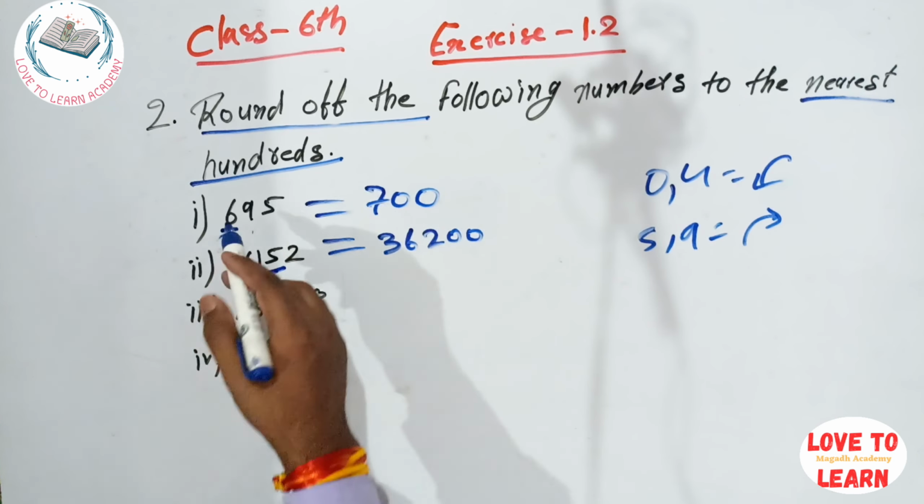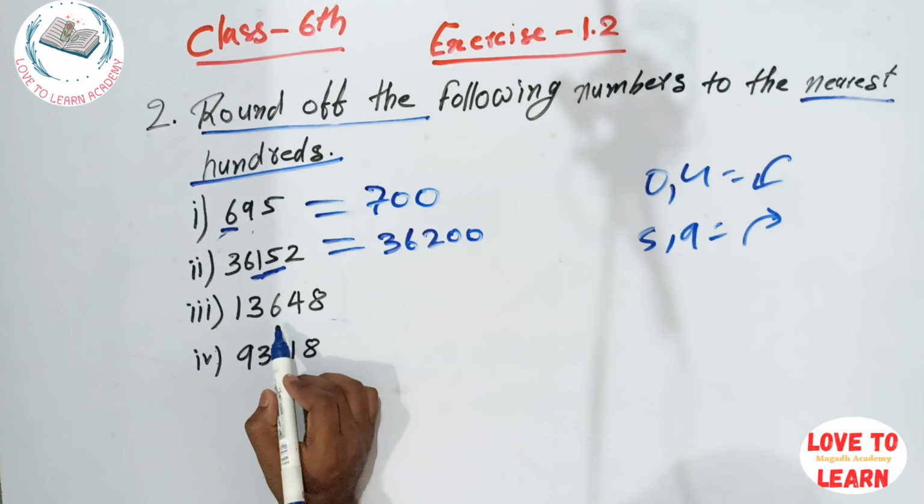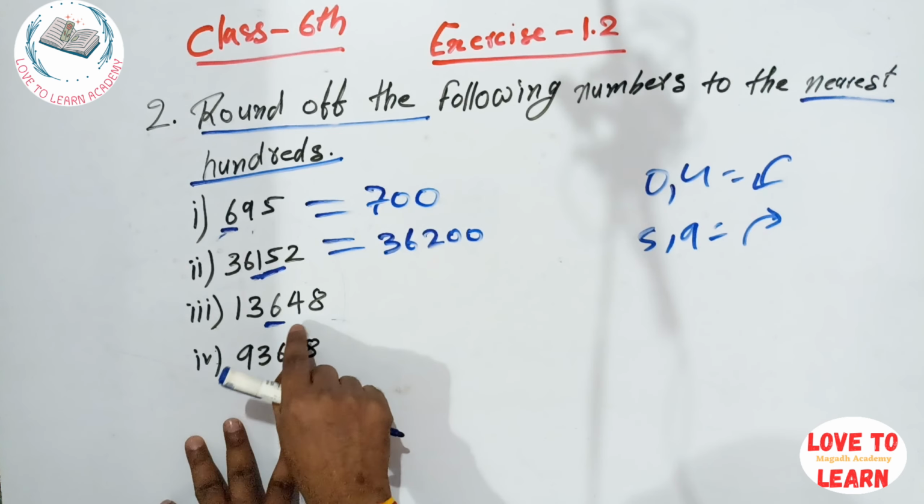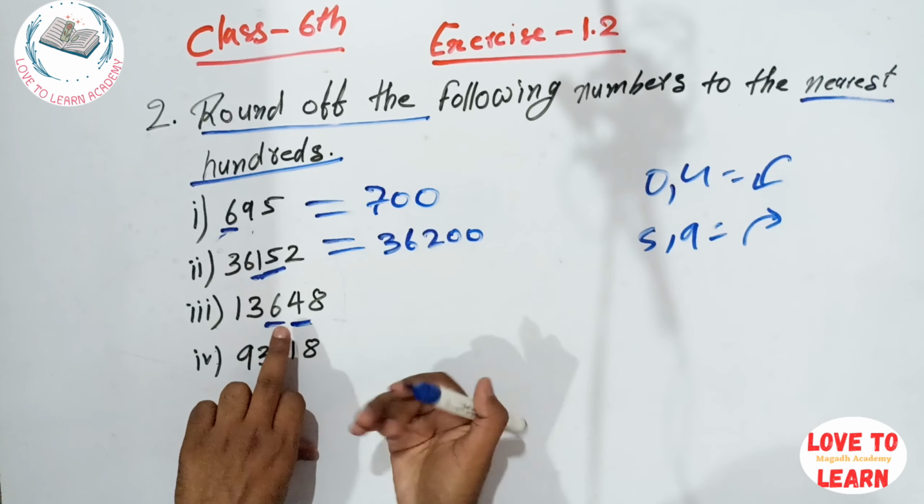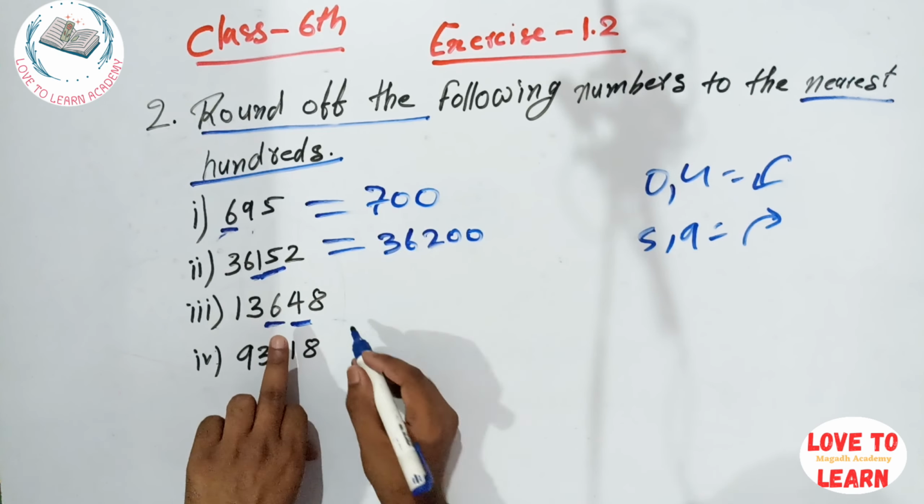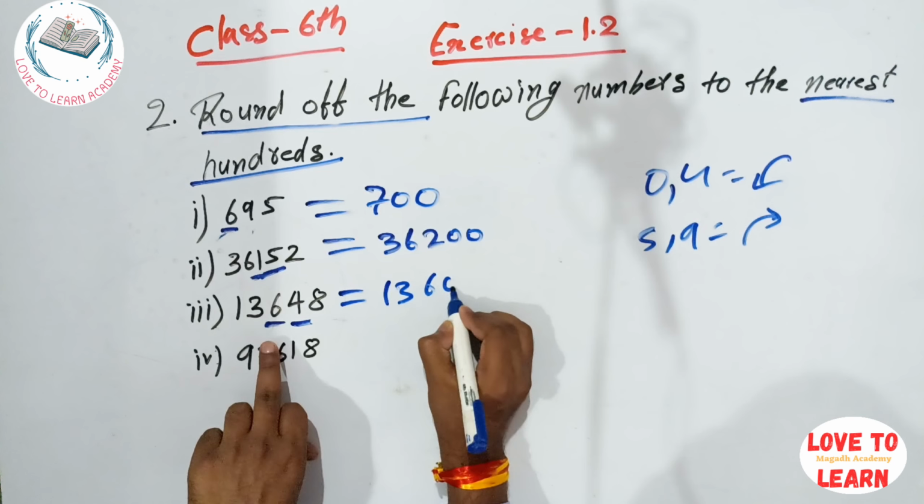So see question number 3. Ones, tens, hundreds, it's 600, right? And we have to see 4. What will happen? If it is 4, it is downwards, which means it is changed into 00, right? So it will be 600.